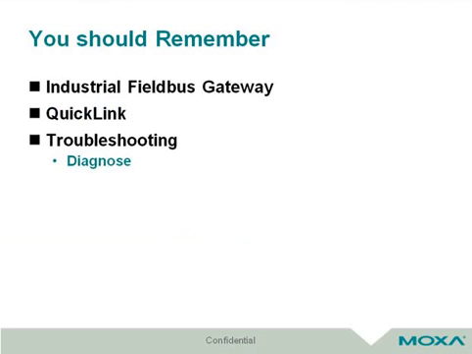After today's introduction, there are 3 things you should remember. 1. The MGate 4101 is an industrial Fieldbus gateway and communicates between a Profibus master and a Modbus device, and master or slave are both okay. 2. We provide a QuickLink function for MGate 4101 as the Modbus master to configure automatically. 3. When you meet issues, we have the Diagnose function to check which side, Profibus or Modbus, has the problem.